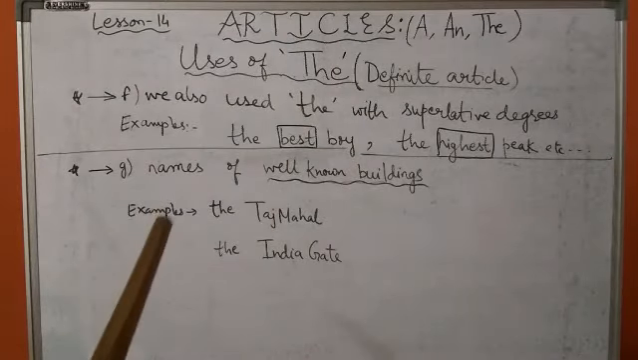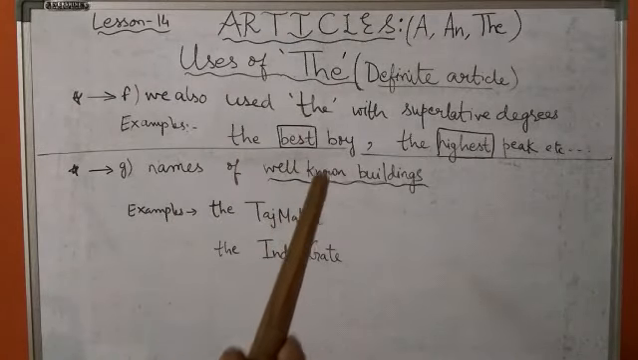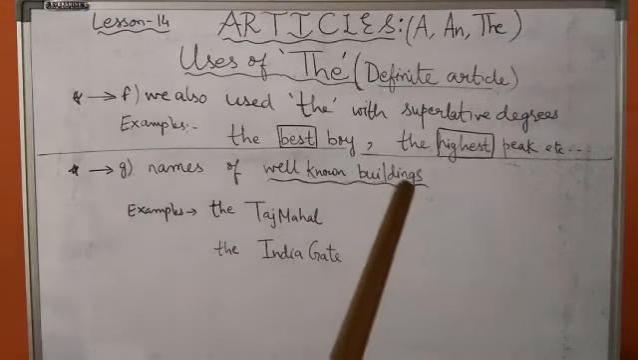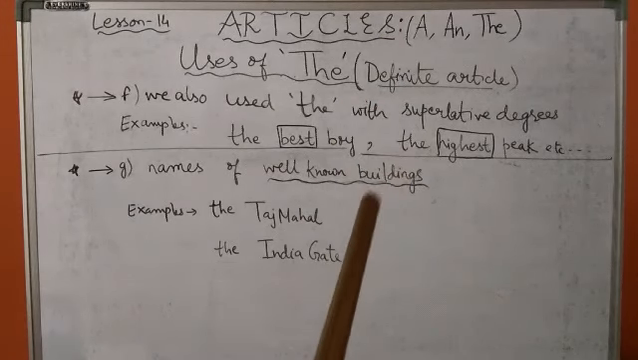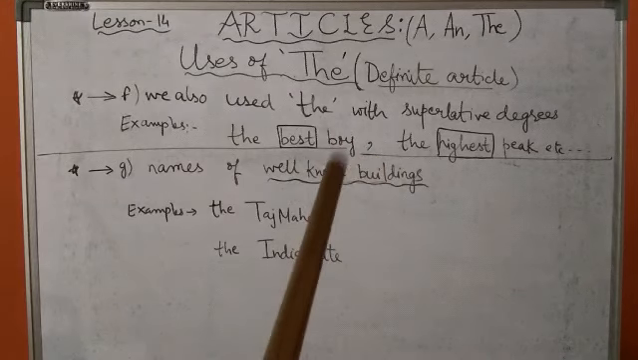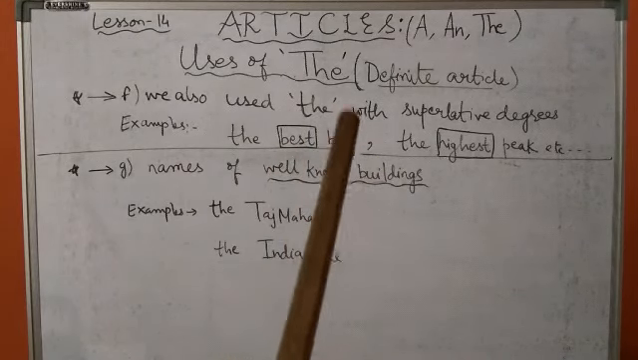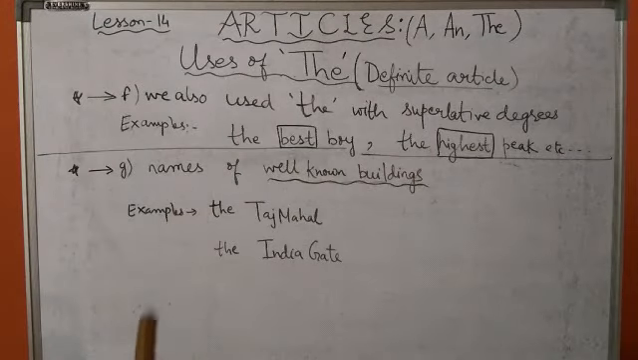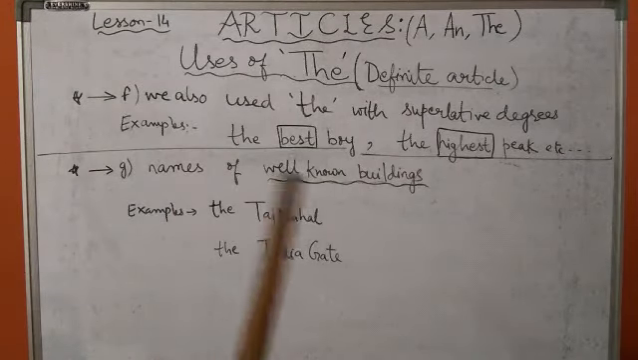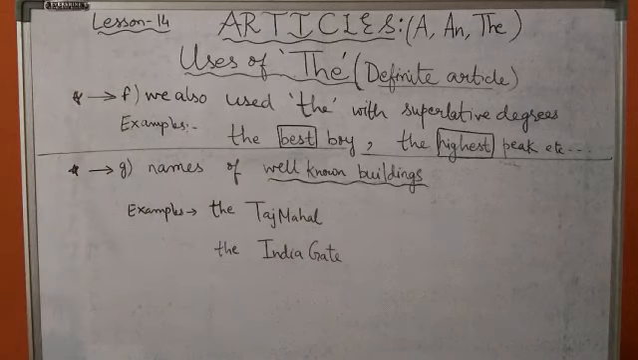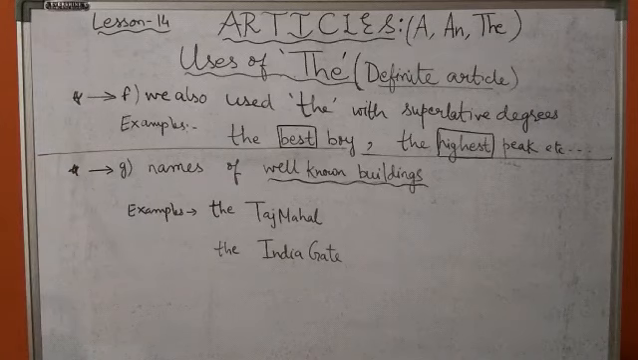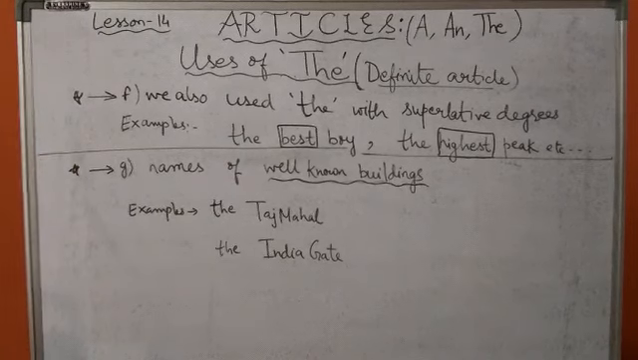Number G, names of well-known buildings. The buildings or the monuments which are famous. Before that we use the because it is a particular well-known building name. For examples, the Taj Mahal, the India Gate. So students, you have understood number F and G, the uses of the.